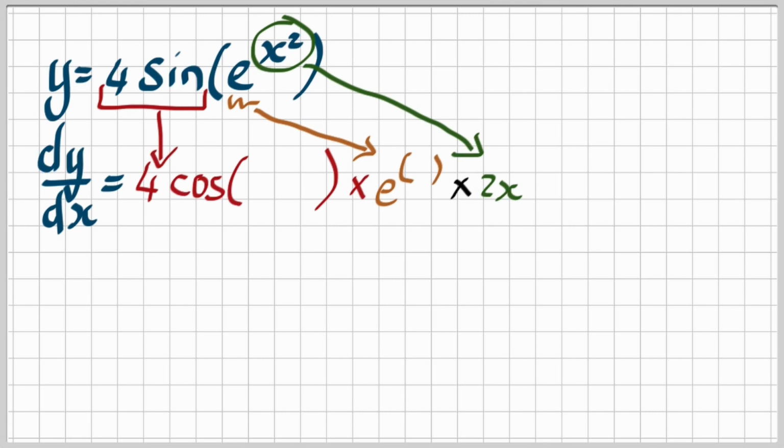So where did we get the 2x from? Remember, that was from deriving the x squared. Where did I get the e to the x squared from? From deriving that inside of the sine of x. So therefore, I have 4 cos e to the x squared times by e to the x squared times by 2x as being my answer. Not the most elegant way of writing, but this would be my answer for the examiner.